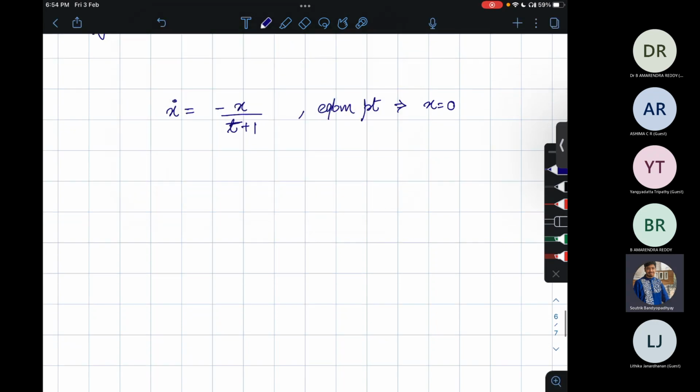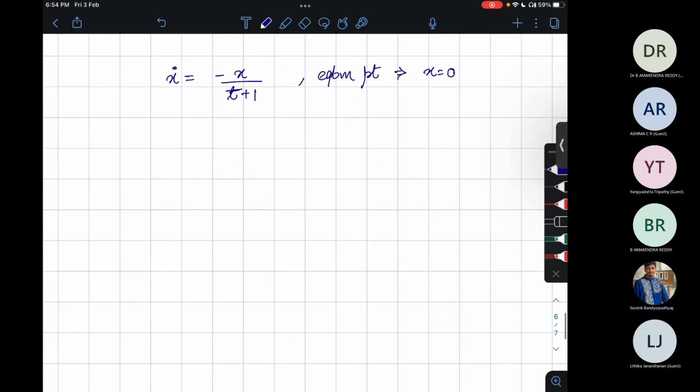Now, given this equilibrium point, we have to comment whether this equilibrium point is stable, uniformly stable, or what. So we have to figure out whether this is stable or not. So there is a Lyapunov function v of x comma t.